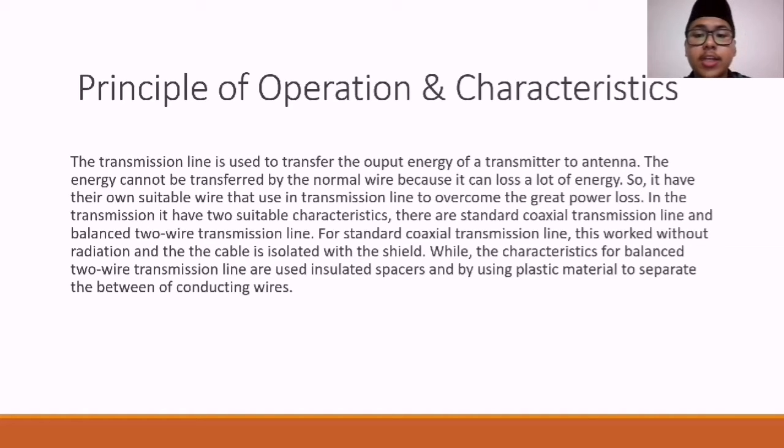The standard coaxial transmission line works without radiation and the cable is isolated with a shield. But it's not the same with the balanced two-wire transmission line. The balanced two-wire transmission line uses insulated spacers that separate the connecting wires by using plastic material.